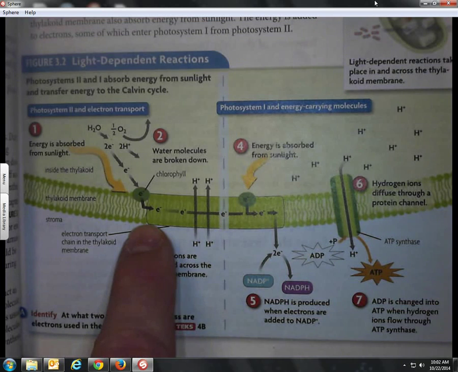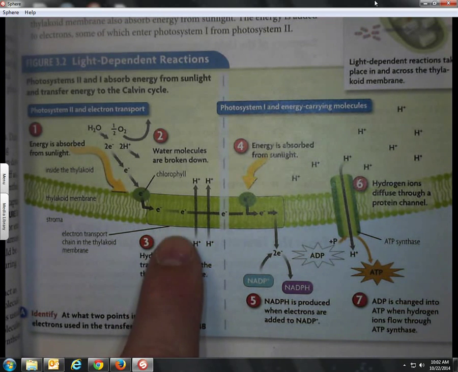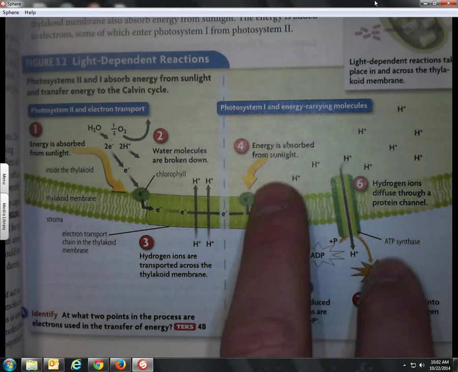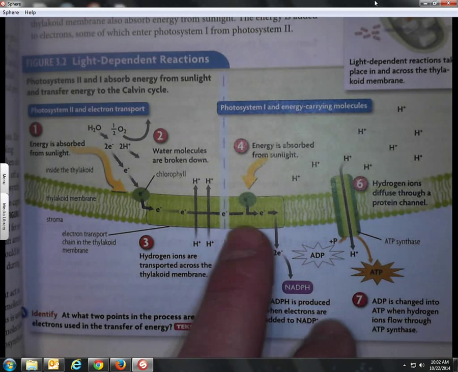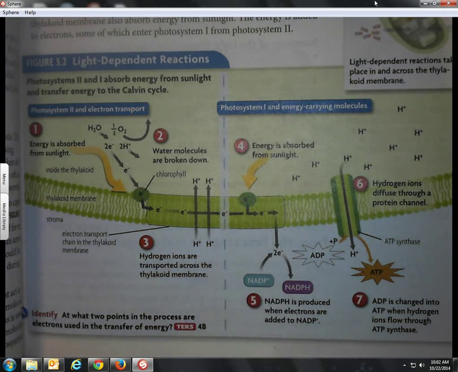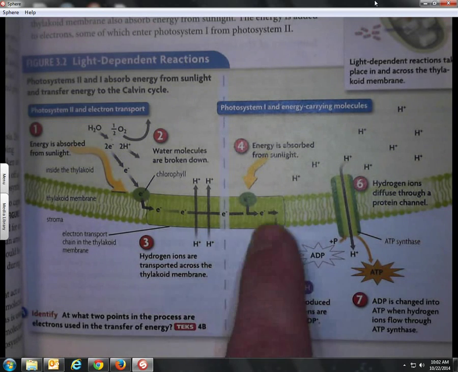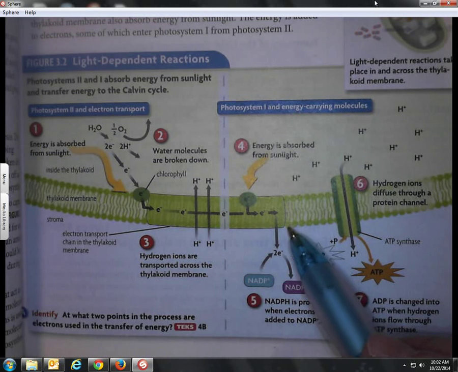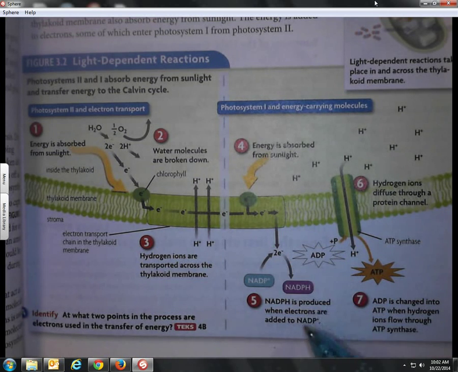As these electrons pass through photosystem 2, they're going to pull extra hydrogen ions into the chloroplast. Okay, same thing in photosystem 1. Light's going to be absorbed. These electrons are going to pass through photosystem 1 in the electron transport chain. It's going to pull more hydrogen ions into the chloroplast. Once these excited electrons pass through, the energy from them is going to be used to help make NADPH, which is a type of energy molecule.